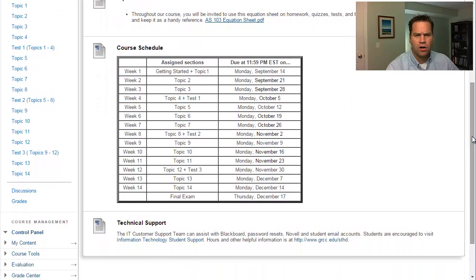Below that, you'll see our course schedule, and this is one of the most important things that you'll be referencing throughout our class. This is the pacing guide. This is where you should be at every single week of the course and when things are due. What you'll notice is that all of your assigned work for a given week is due on Monday at midnight.